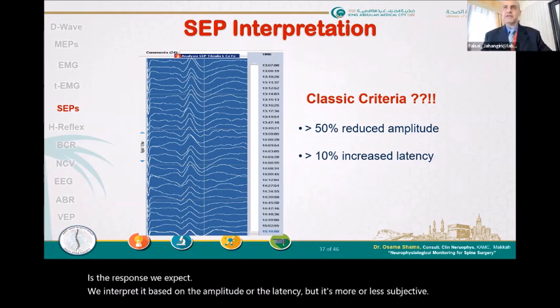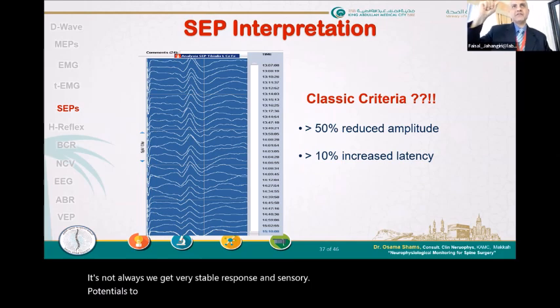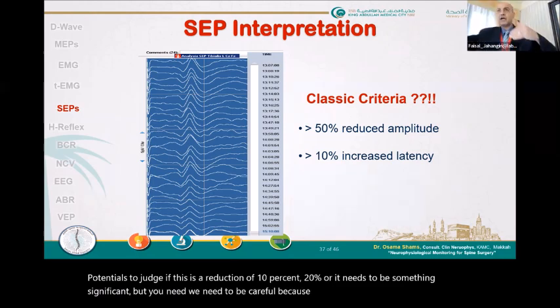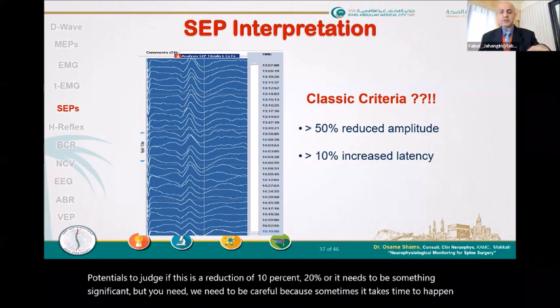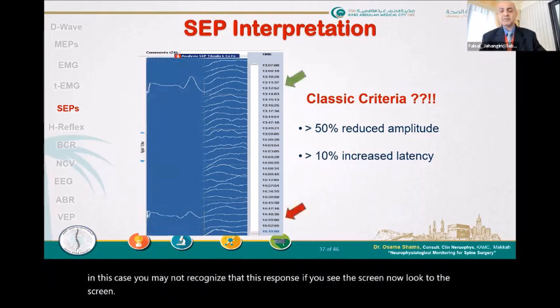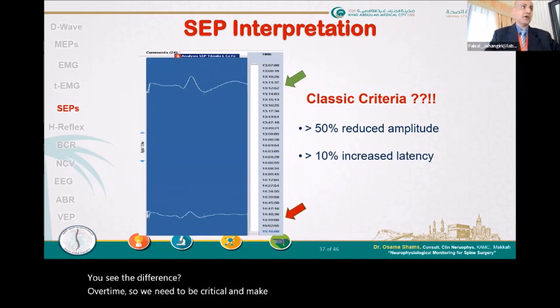We don't always get a very stable response in sensory evoked potentials to judge if this is a reduction of 10% or 20%. It needs to be something significant, but we need to be careful because sometimes it takes time to happen, and in this case you may not recognize it. If you look at the screen now, this is what happened. See the difference over time? So we need to be critical and make sure that nothing is going on in the background that you cannot see.